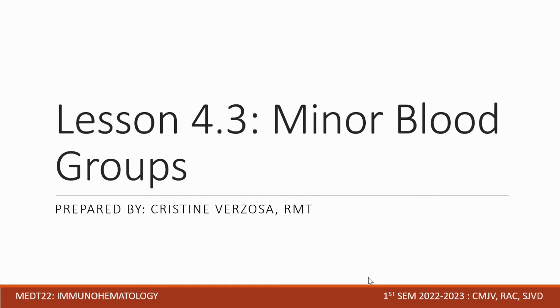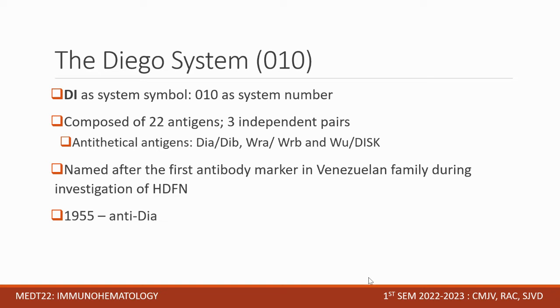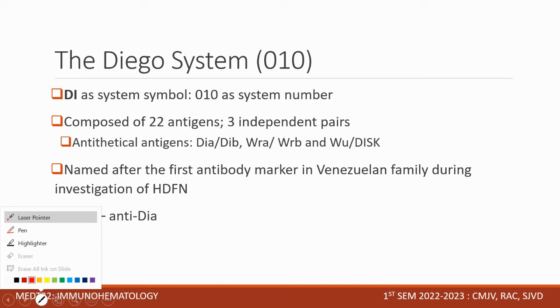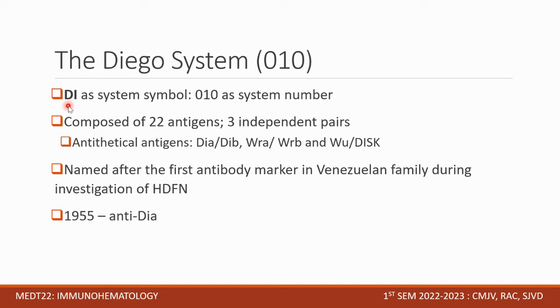Okay? So, first one, we have the Diego system. The Diego system, ISBT number 010, DI as a system symbol. So, composed of 22 antigens and 3 independent pairs. So, ang kanyang antithetical antigens, we have Dia, Dib, Wra and Wrb, and Wu, tsaka Disc. Okay? So, it was named after the first antibody marker in the Diego family during investigation of HDFN. So, in the year 1955, na-discover yung anti-Dia.